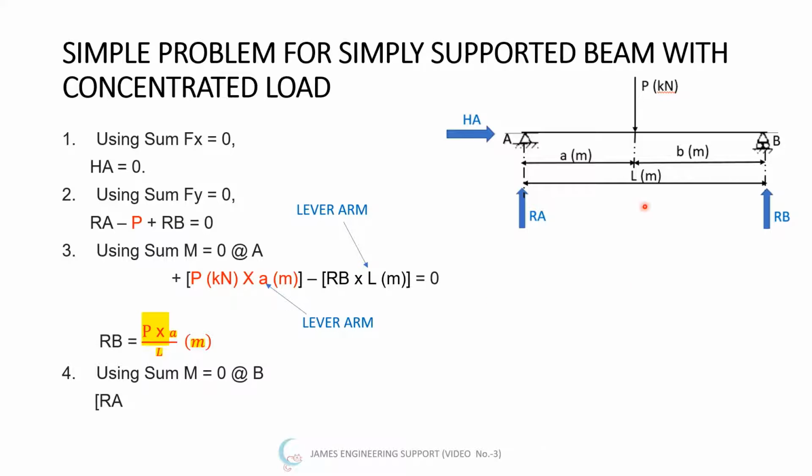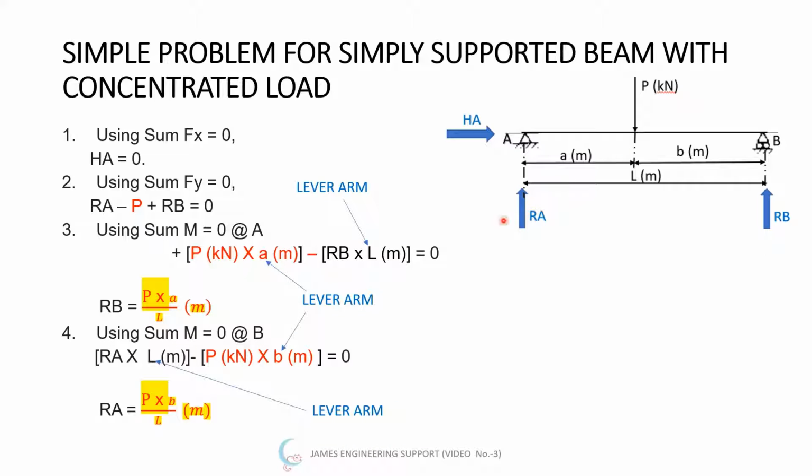Next we will consider moment at B. So RA multiplied by L, which will be the positive clockwise moment it is producing. P will provide the anti-clockwise moment. So minus P multiplied by b, which will equate to 0, and then RA will be P multiplied by b divided by L. This will be in kilonewton.